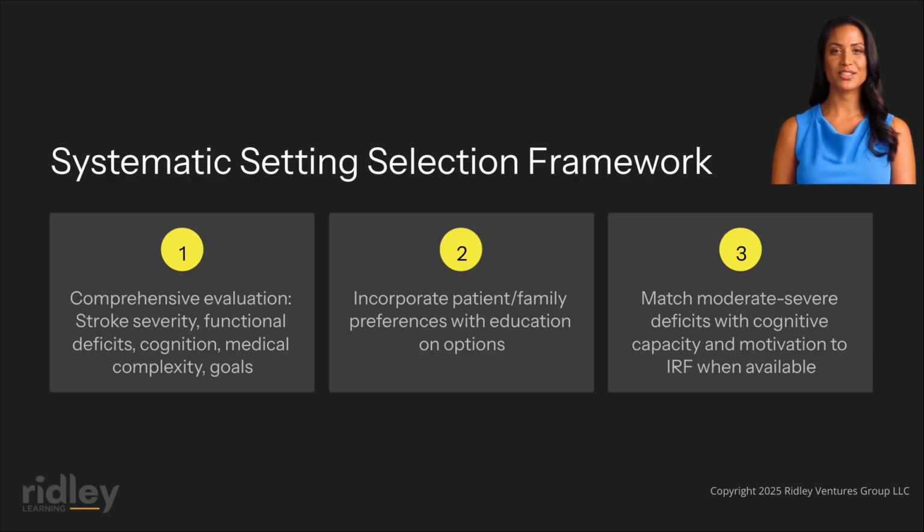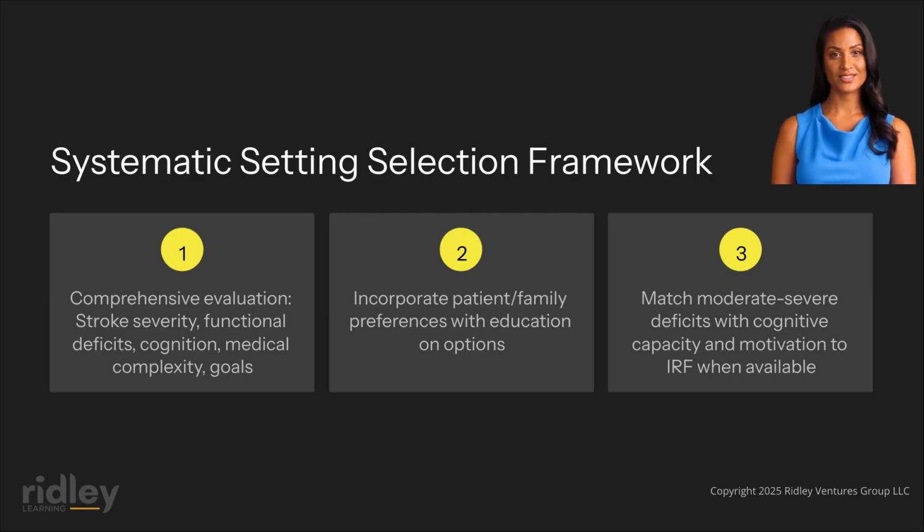Patient and family preferences must be elicited and incorporated into planning, with education provided regarding the benefits, limitations, and expected outcomes associated with different care options. Patients with moderate to severe functional deficits, adequate cognitive capacity for active therapy participation, medical stability sufficient for intensive rehabilitation, and realistic goals for functional improvement should generally be referred to inpatient rehabilitation facilities when available and accessible.